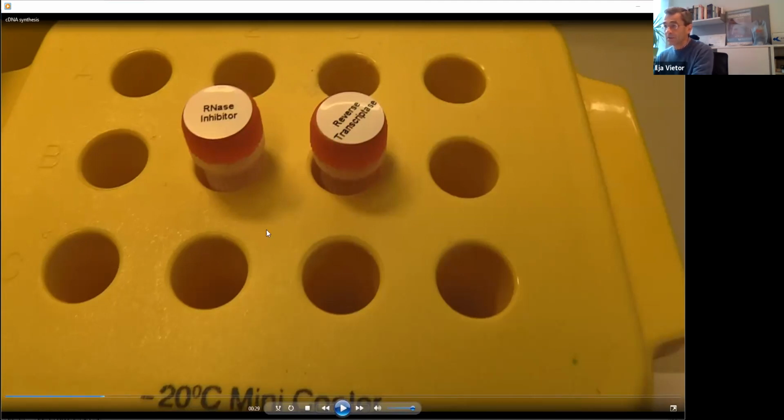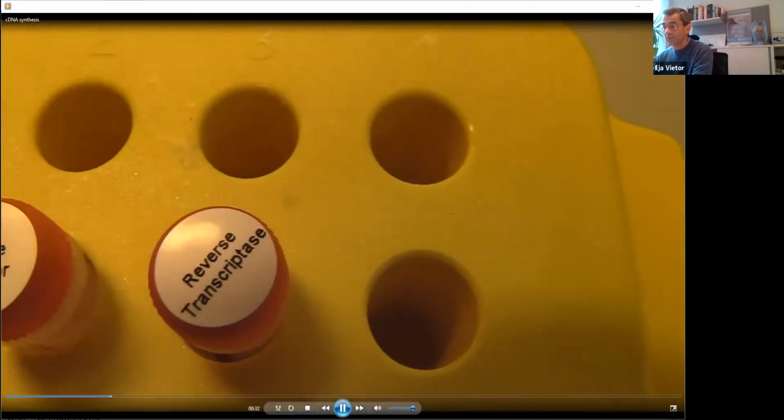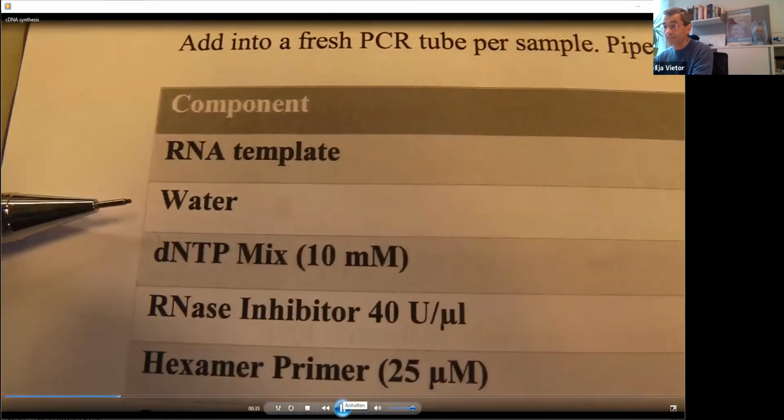And if you need to have it on your bench, then always keep it in this special rack, which is cooling down to -20 degrees. And then you can be sure that your enzyme is not degraded, that it will properly work.